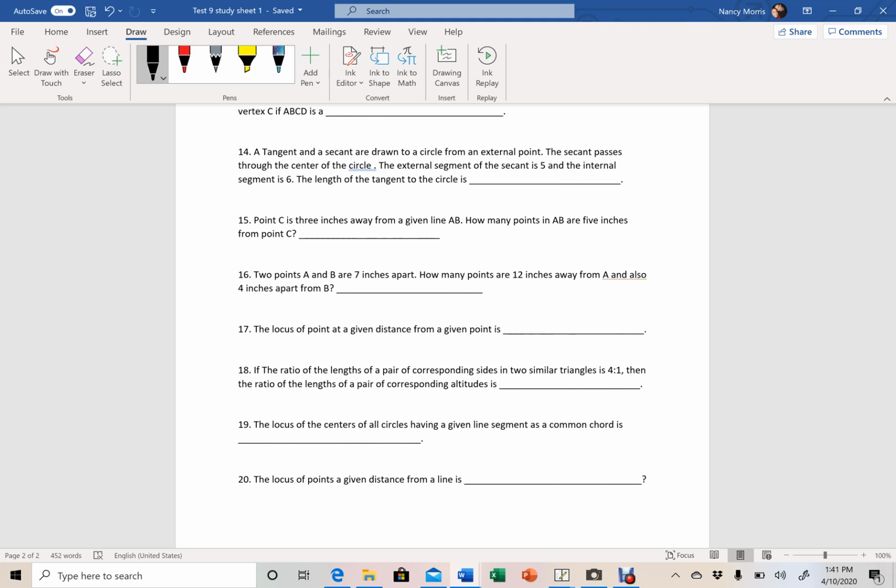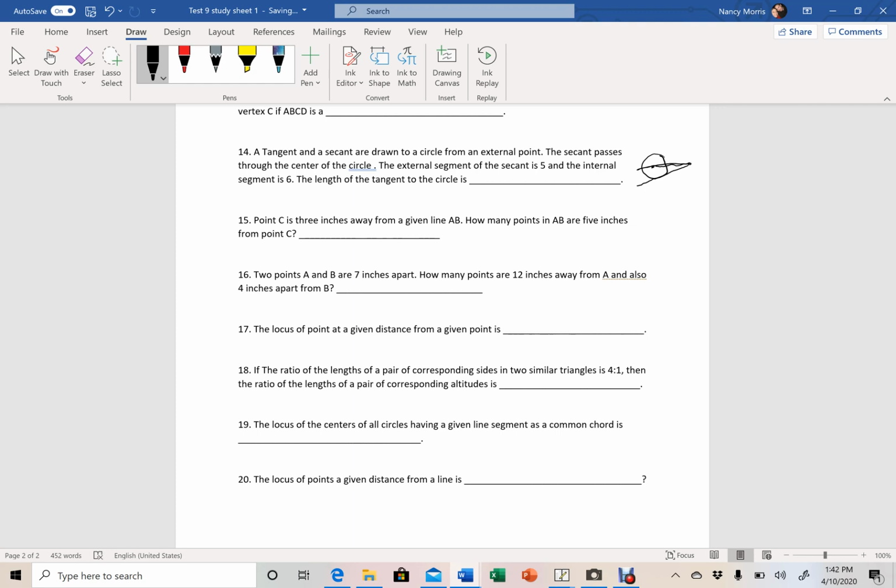We've got a tangent. So I've got a circle, okay? I've got a tangent. Now remember, a tangent just touches one point of the circle. So I got a tangent here. And then I've got a secant that passes through the center of my circle. So if the center of my circle is there, this secant goes all the way through, okay? So it goes through the center of the circle. It's supposed to end on the circle there, sorry.